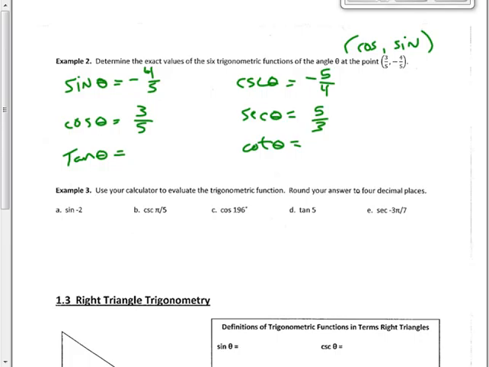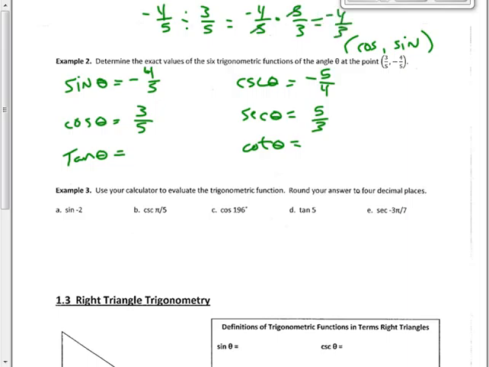Okay? But if you again went back to thinking about this as y over r, what ends up happening is if I do take that tangent and I do negative 4/5 divided by 3/5, negative 4/5 flip and multiply, the 5s are going to cancel and I get negative 4 over 3.